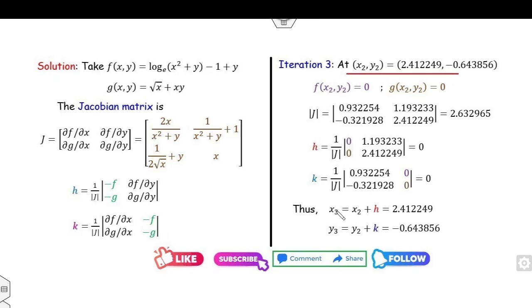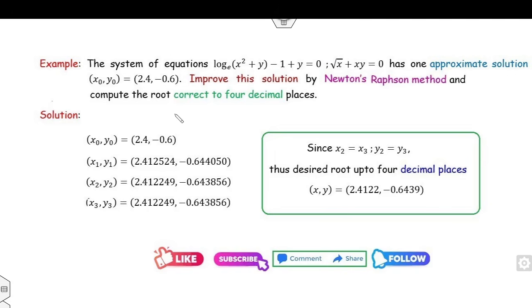So therefore, x3 and y3 are obtained this manner. And clearly, up to the 4 decimal places, all the values are the same. Hence, my solutions up to the 4 decimal places, you can round off. You can say it is 5. So the round off is 2. If you round off to the 4 decimal places, it is 9. So up to the 4 decimal places, we will see the right answer is this.